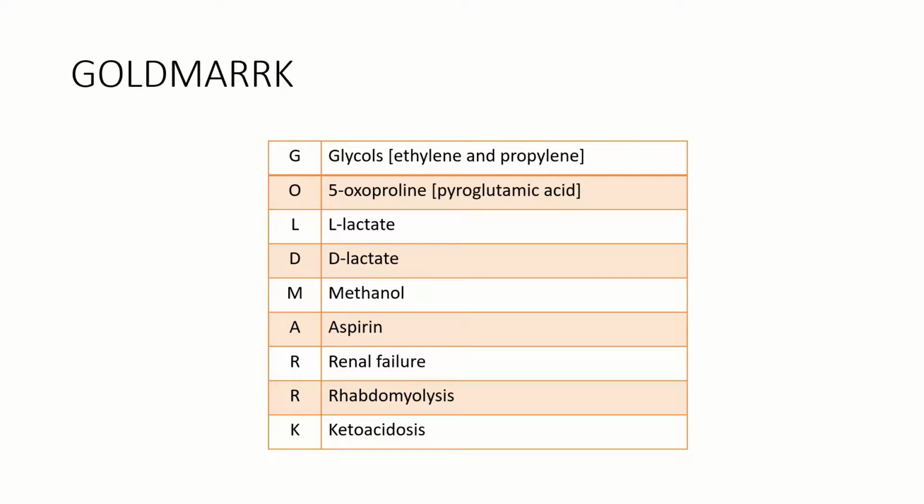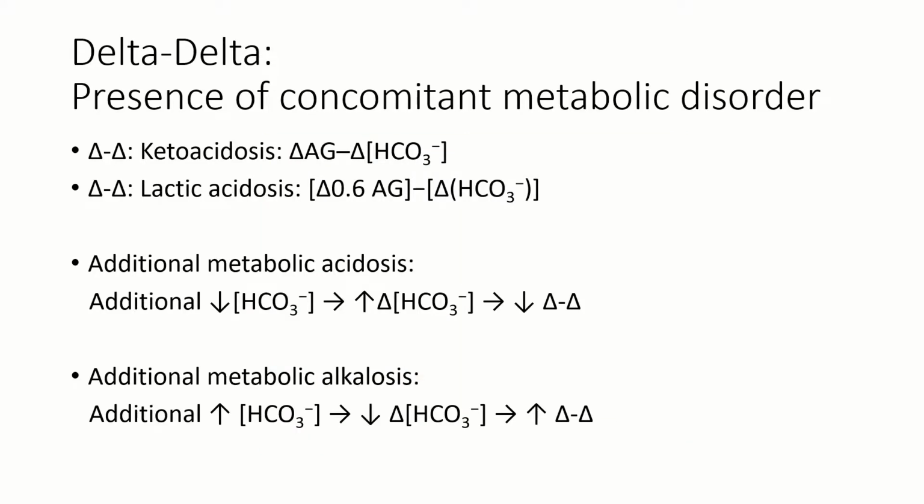So this is a simple mnemonic by which we can remember various causes. It's GOLD MARK. So glycols, 5-oxoproline, L-lactate, D-lactate, methanol, aspirin, renal failure, rhabdomyolysis, and ketoacidosis. Okay, so now let's talk about delta delta.